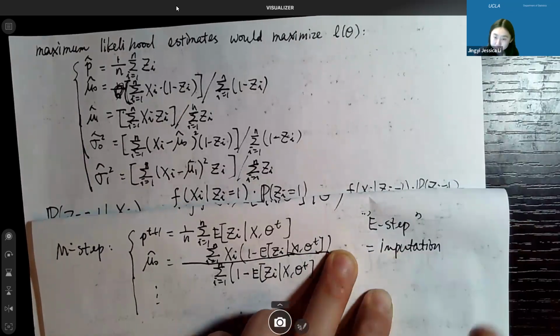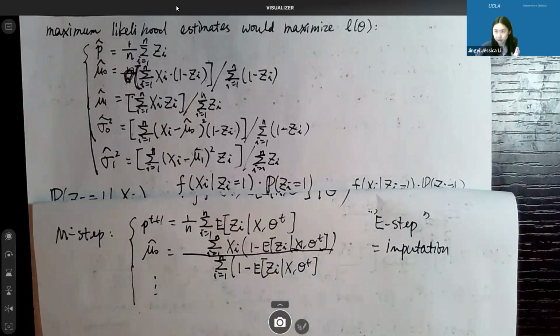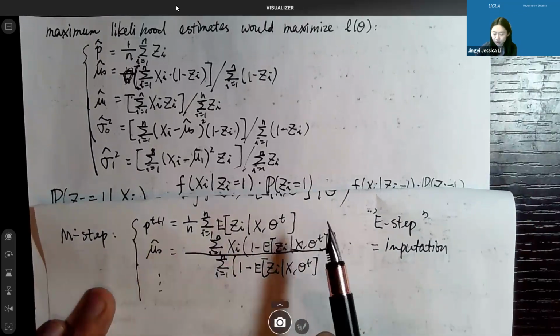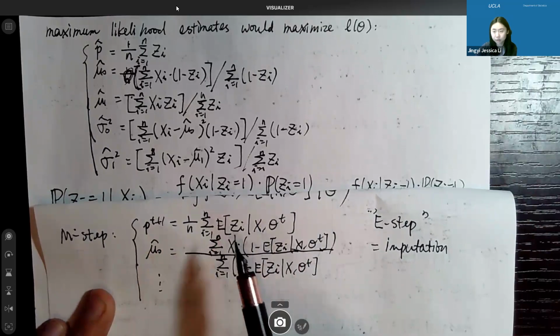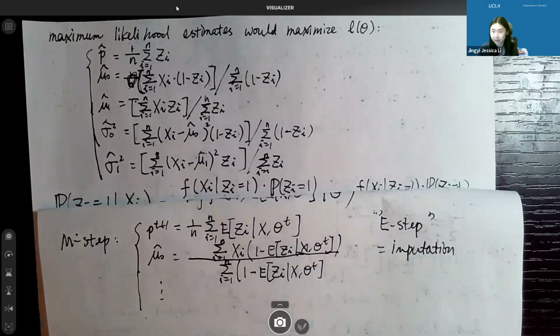So you are imputing the latent variables Z1 to Zm by their expectations given the observed data x and the current value of the parameters. Okay, so finally, to obtain these values, we just need to be able to compute the expectation of Zi given x and given theta t.